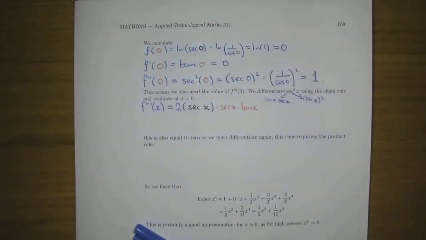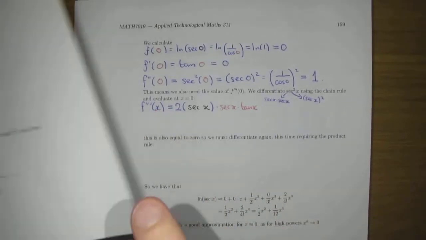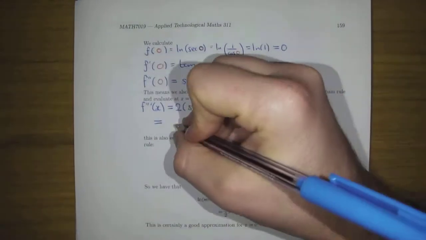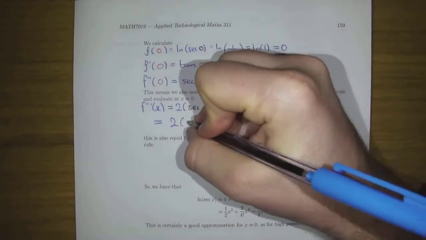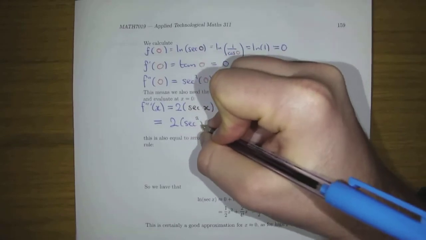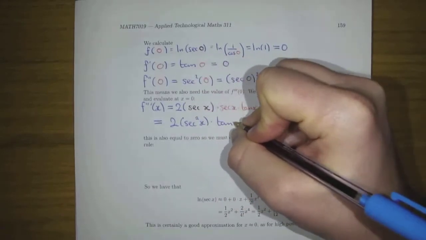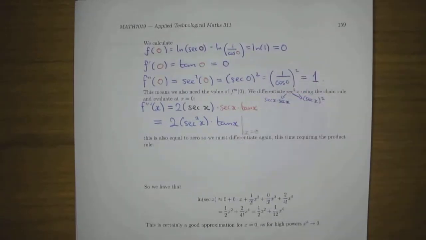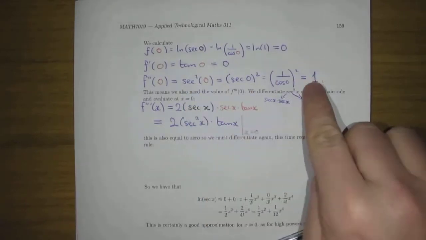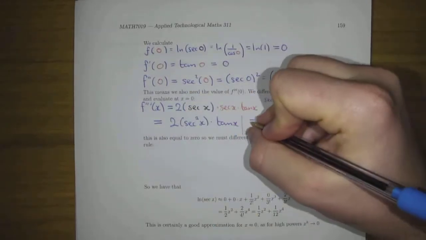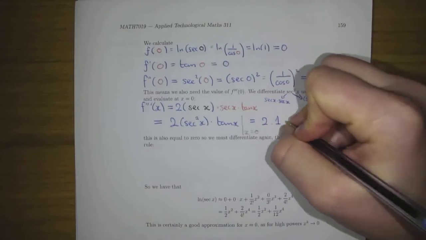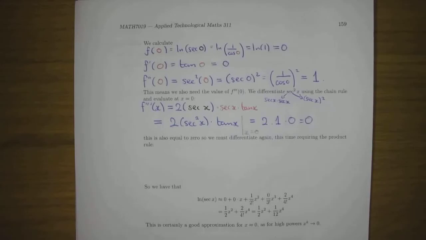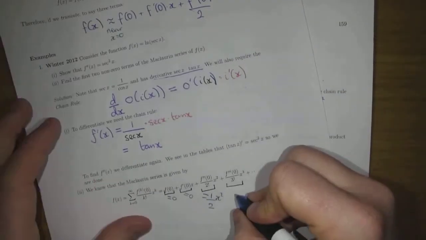I'm going to tidy this up and then evaluate it at 0, because this is the third derivative. So 2 sec times sec is another sec squared, times tan of x, and let's evaluate that at x equal to 0. We've already seen sec squared of 0 is 1. So I get 2 times 1, and tan of 0 is equal to 0. So this term also gives us a 0. So we have to go to the next one.